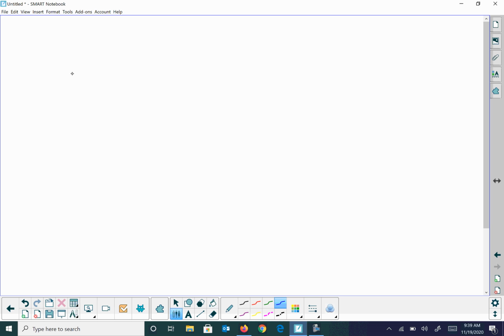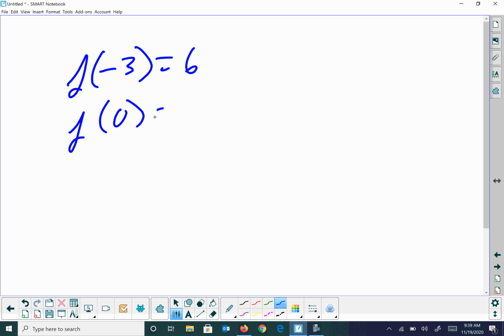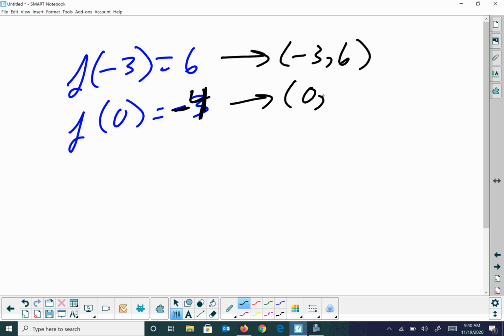So what should you do if you had something that looked like this? Let's change that to negative 4. All right, so we have to realize this is the point negative 3 comma 6, and this is the point 0, negative 4. Well, 0, negative 4, this is the y-intercept. Okay, so my b value is the y value. So I'm going to use my point slope equation.